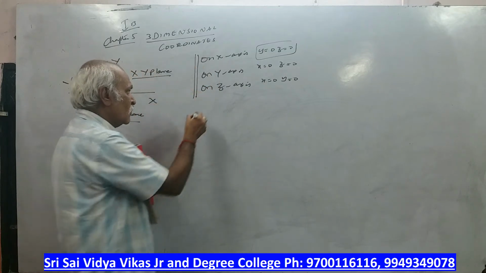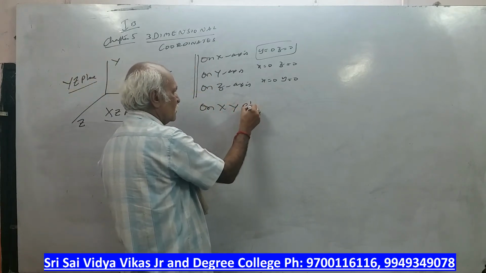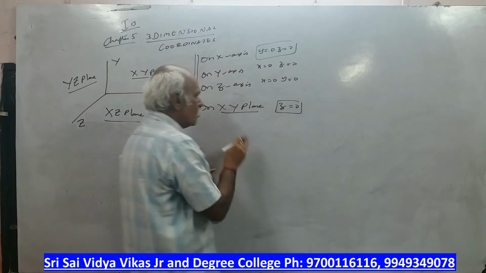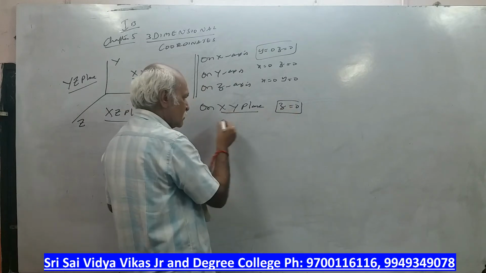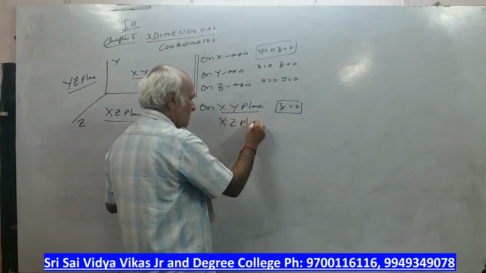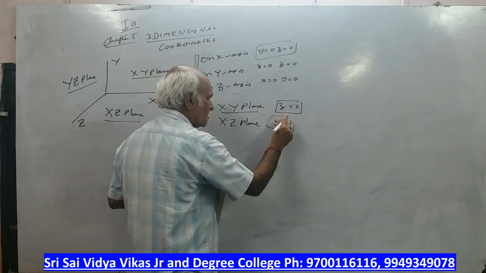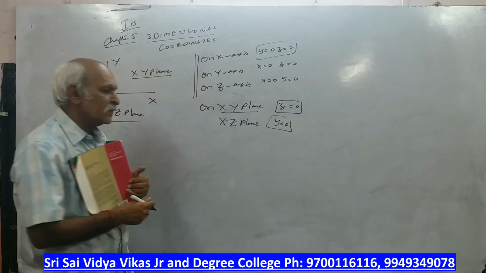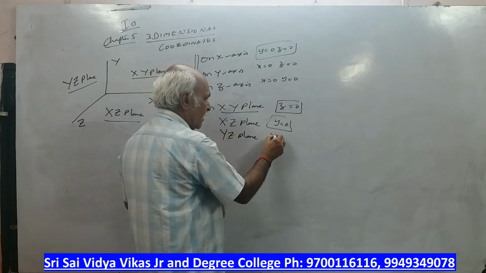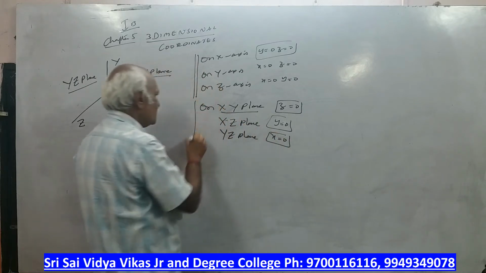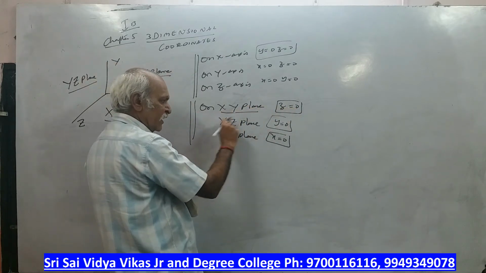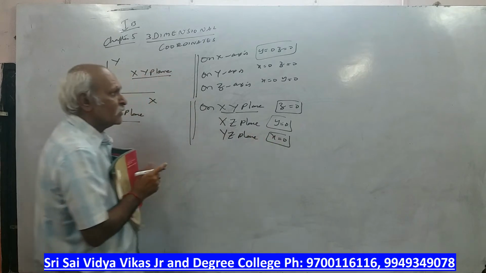Okay, next on xy plane. On xy plane z is equal to 0. Observe here, both x and y are there, that's why z is 0. On xz plane, y is equal to 0. On yz plane, x is equal to 0. So now it is a plane, xy plane, z is equal to 0, means which letter is not there? Z letter. Here y letter is not there, here x letter is not there. This is very, very important.